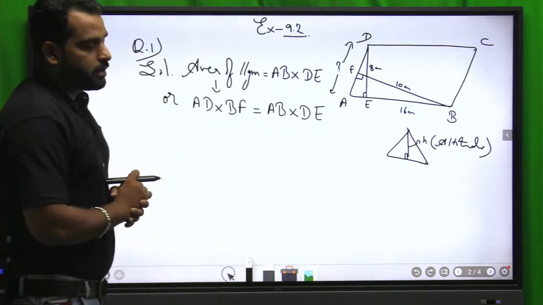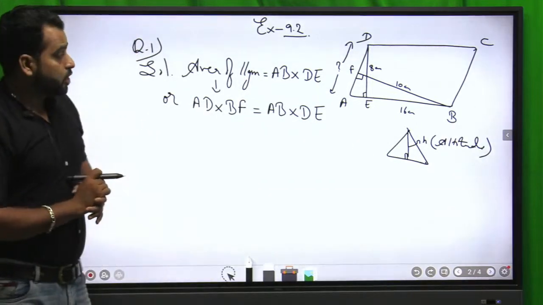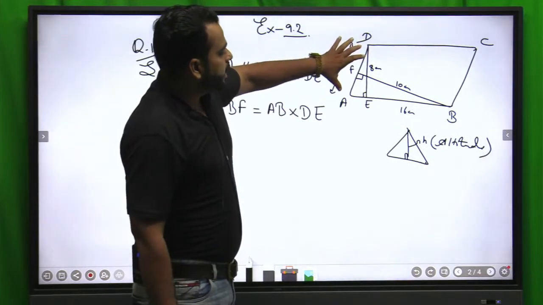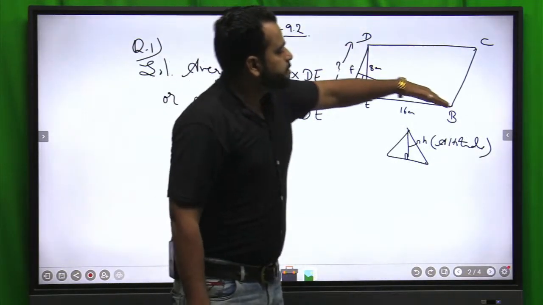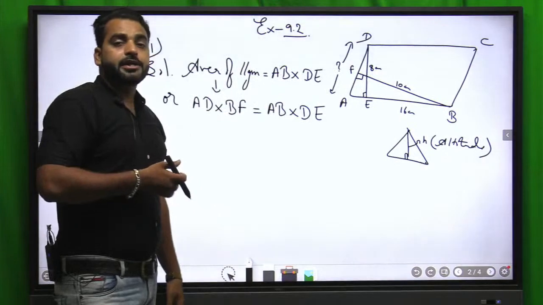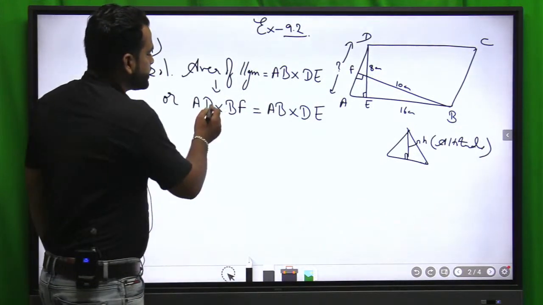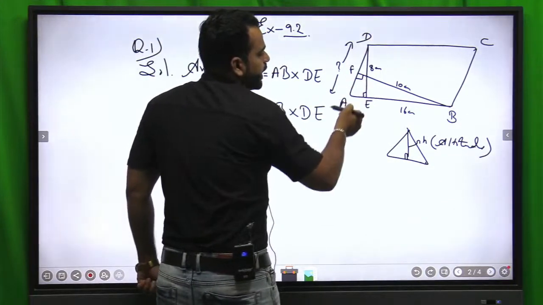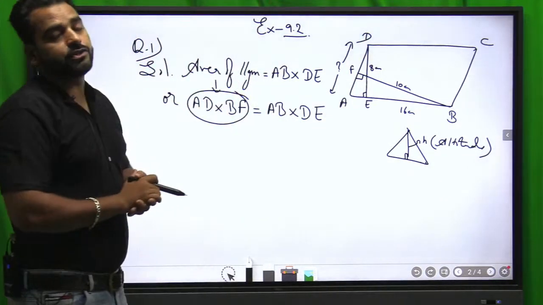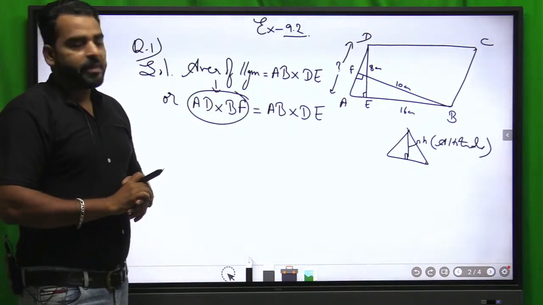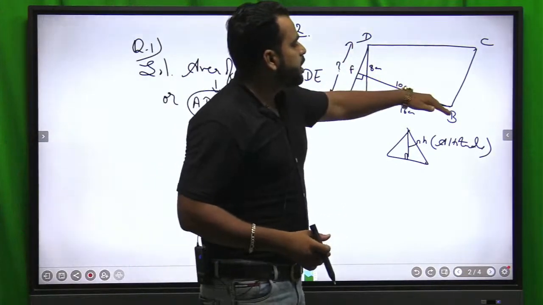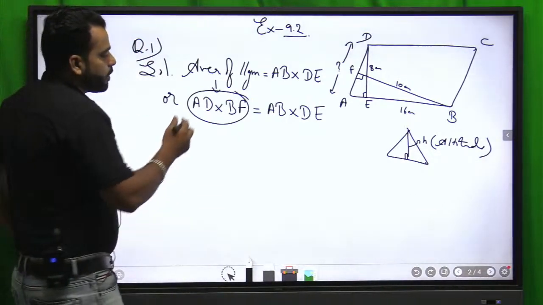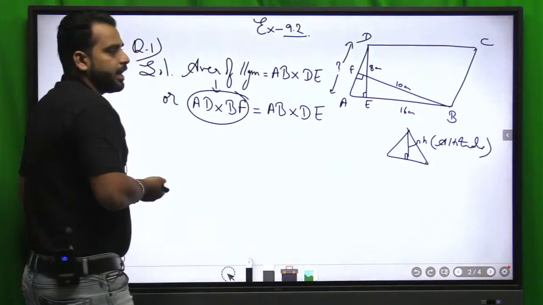We can say that, because we know the area of a parallelogram is base into height. The same area can be found if AD is considered as the base and BF is considered as the altitude. Why are we taking this AD and BF? Because we have to find AD, so we have to include it in the formula. If this is the base, then FB will be the altitude, the height. From here we can put the values and get the AD value.